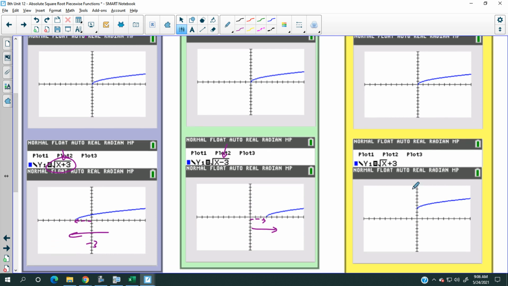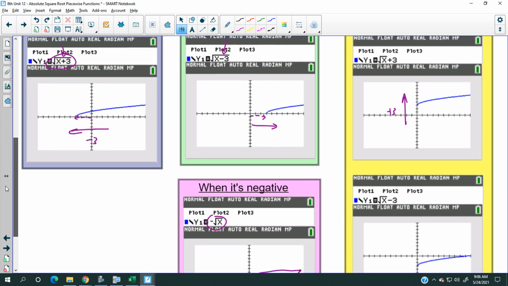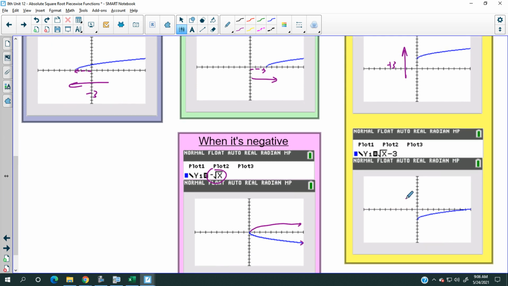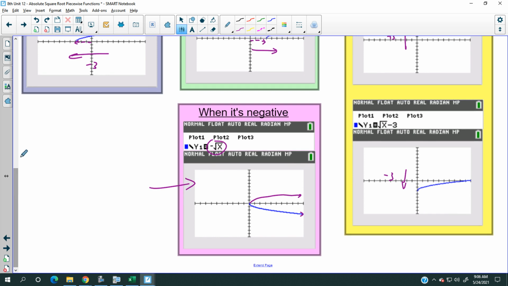If you add 3 outside, hey, look what happens. It lifts the graph up 3 spots, right? And similarly, if you subtract, it lowers the graph down 3 spots, but it doesn't turn it upside down. Notice how this is not turned upside down the way this was, right? So this subtraction of 3 outside the radical has nothing to do with flipping the graph up and down, like a reflection, actually. Okay, all right.